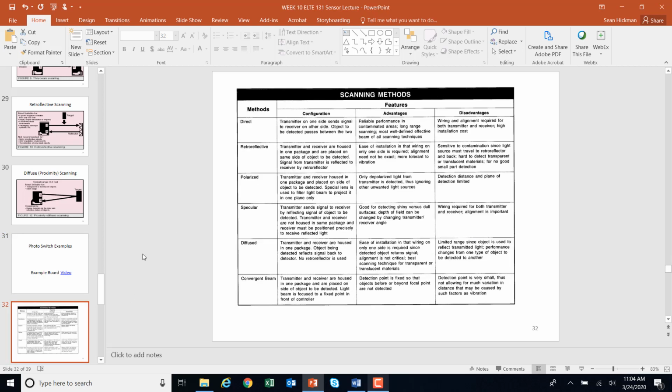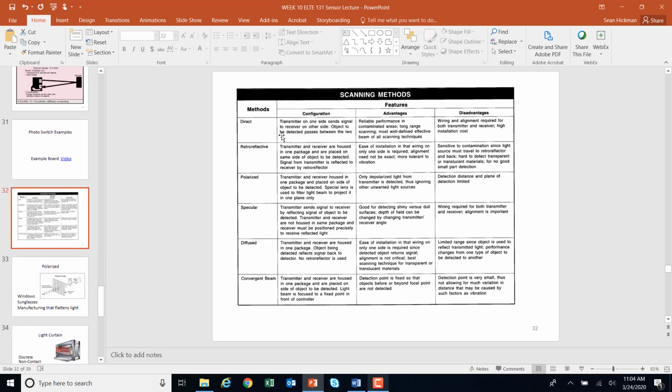So the scanning methods, this is a little more in depth than the three. You want to take a look at these: specular, polarized, okay, and convergent beam. These talk about how you might use a different scanning method. For example, if you have something that's really small, you could use a convergent beam at a very fixed point to detect something that is very, very small, whereas a limit switch wouldn't work, okay? But you want to go through and take a look, and this is right out of your notebook, and see which one of these works for different situations.